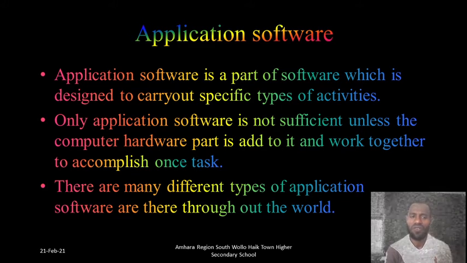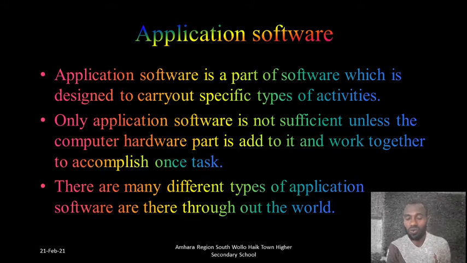From this point, we can realize that application software by itself cannot do any type of activity. To do any type of activity, it needs the hardware part of the computer, which contains a system software. Unless a computer hardware with a system software or operating system is available, application software on its own cannot do any types of activities.